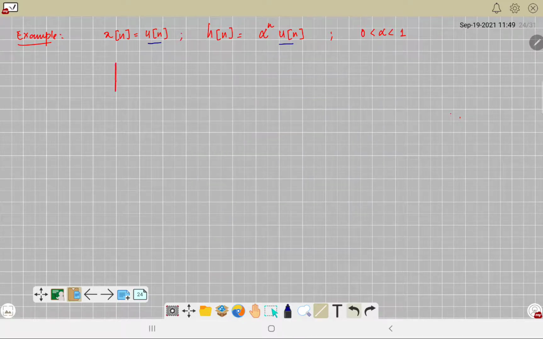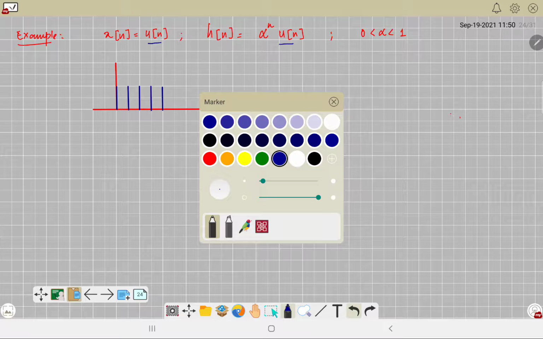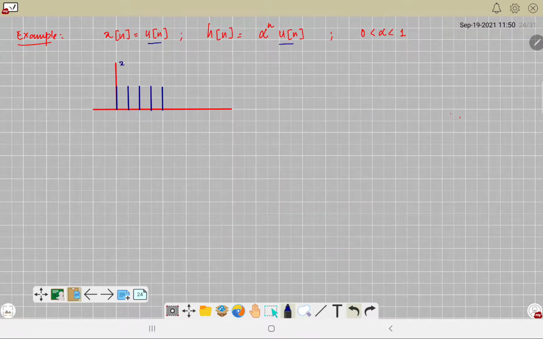X of n is simple. It is a signal of this kind, starting from n equal to 0, n equal to 1. It will have samples having a unity value. Okay. So again, I'll be using a dummy variable x of k. It is actually u of k. 0, 1, 2, 3, 4, dot, dot, dot, up to infinity. So this will be k. Fine.